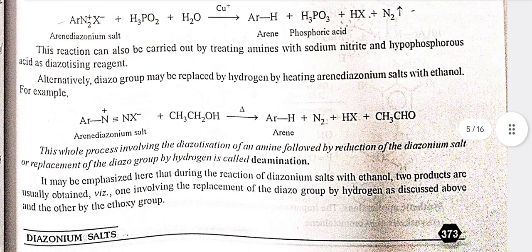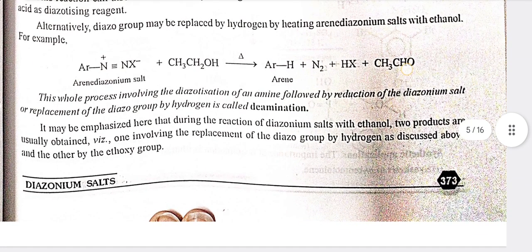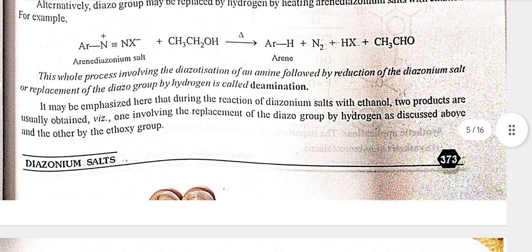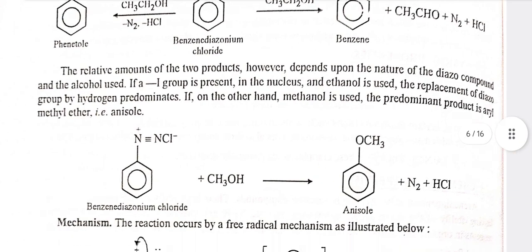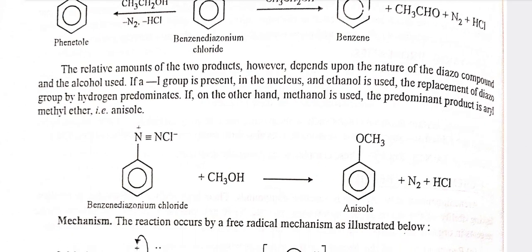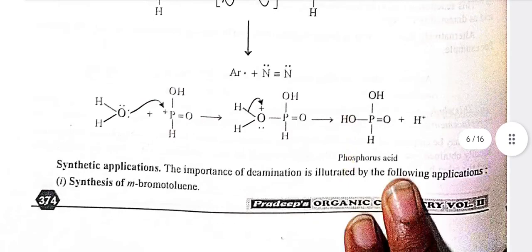This reaction can also be carried out by treating the diazonium salt with ethanol. It may be emphasized here that during the reaction of a diazonium salt with ethanol, two products are usually obtained. The relative amount of the two products, however, depends upon the nature of the diazo compound and the alcohol used, if a substituent group is present.